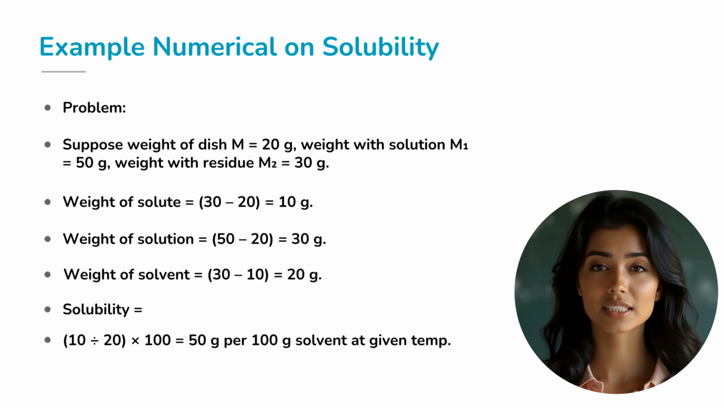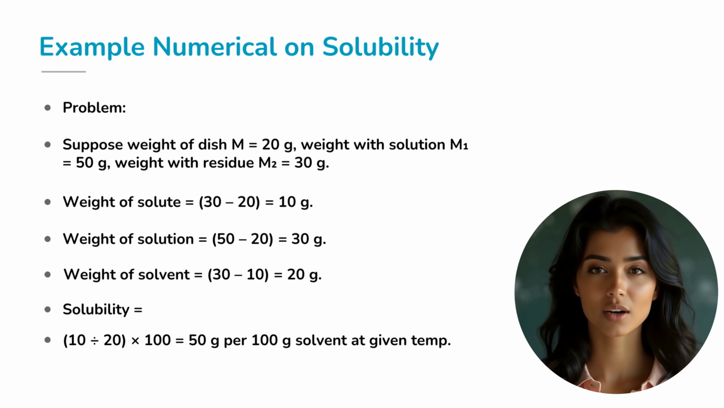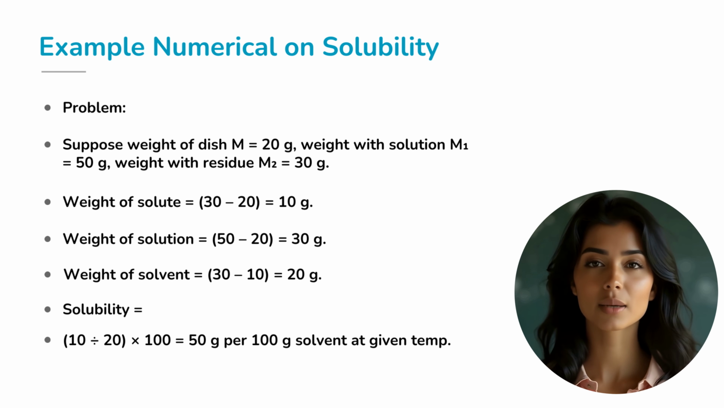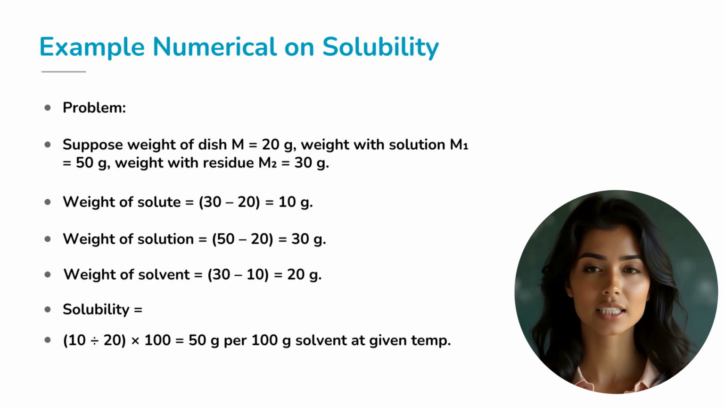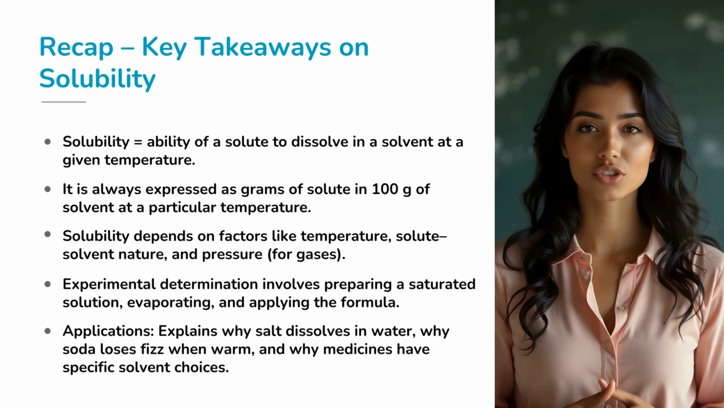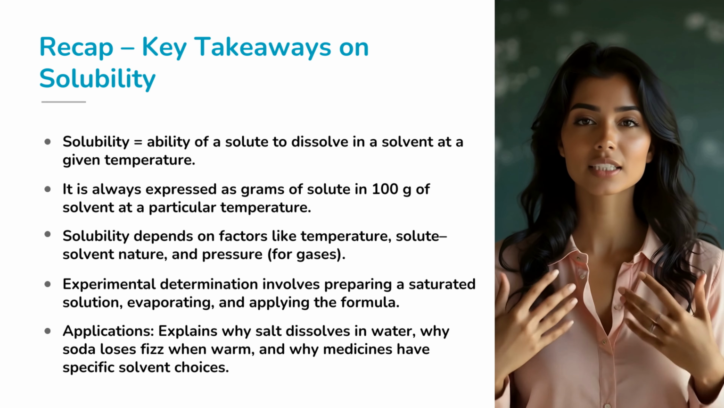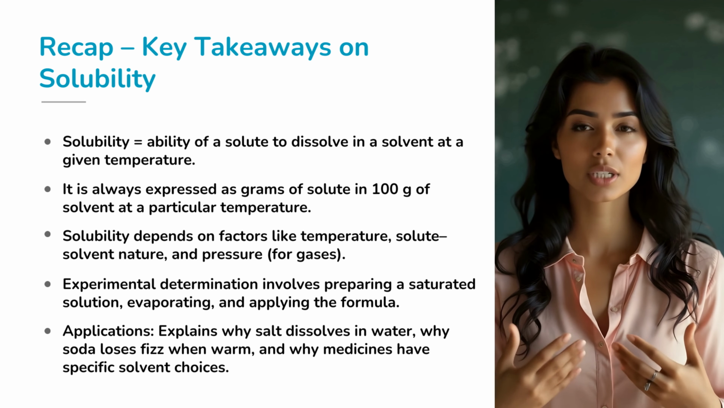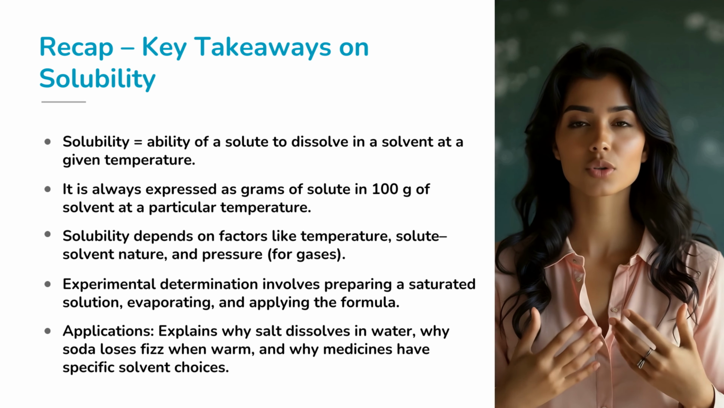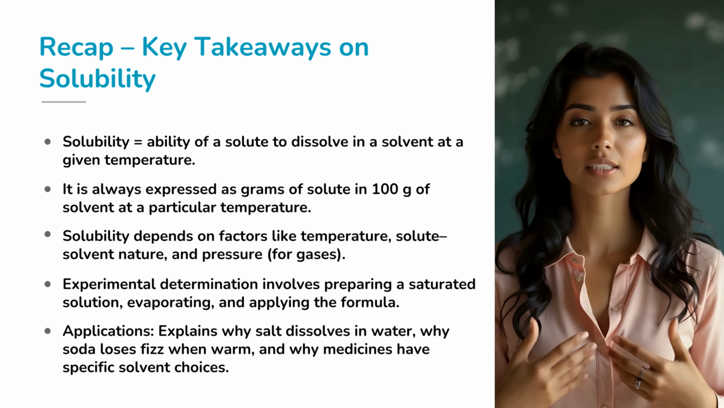Now, solubility equals 10 divided by 20 multiplied by 100, which gives us 50 grams per 100 grams of solvent at the given temperature. Isn't that a neat and practical way to connect laboratory work to real numbers? So to sum up, solubility is the ability of a solute to dissolve in a solvent at a specified temperature, usually expressed as grams of solute per 100 grams of solvent.